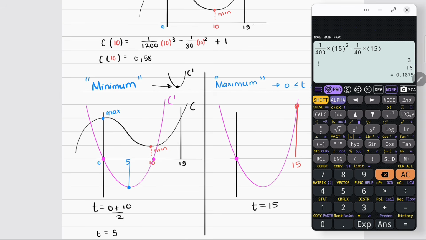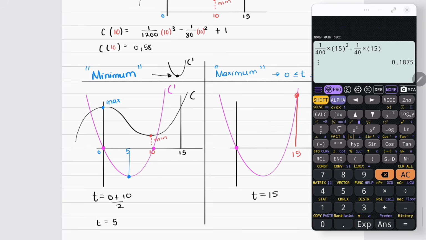Okay, so if I actually use the gradient, I'm trying to check that gradient there. The rate of change, can you see it is 3 over 16, or you can say 0.1875. So it's a positive gradient. So the oxygen level was increasing by 0.1875 units per day at that point.